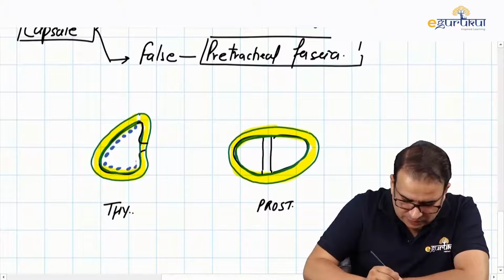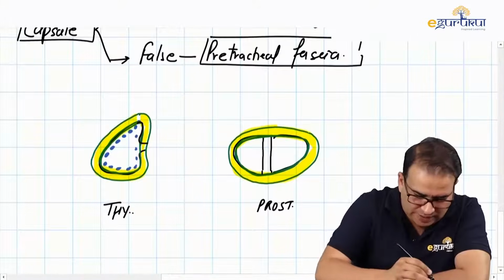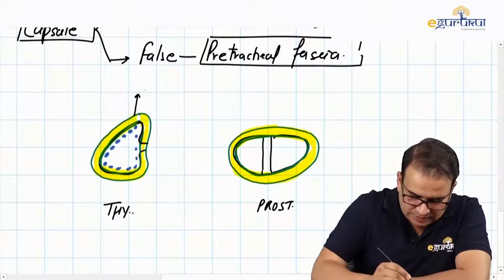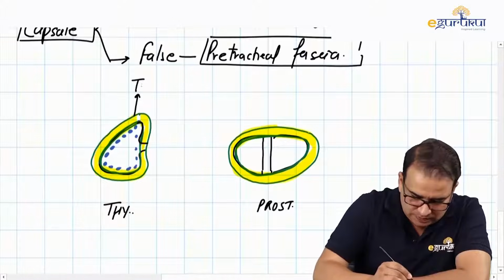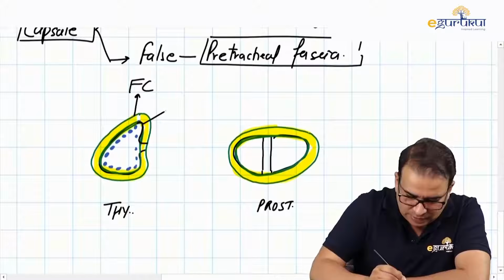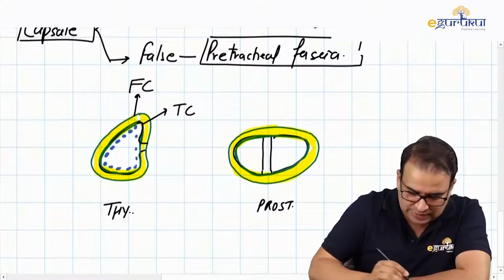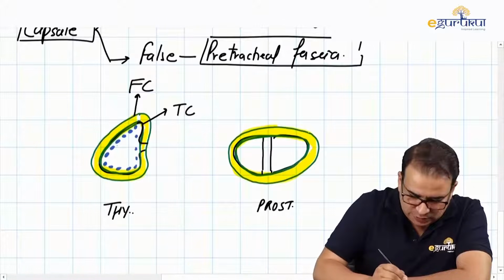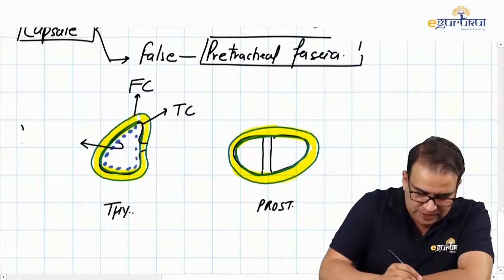That is in case of what? Thyroid gland. Guys, this is true. This is the false capsule outside, and this is a true capsule inside. And this plexus here that you see inside here, that is a venous plexus.